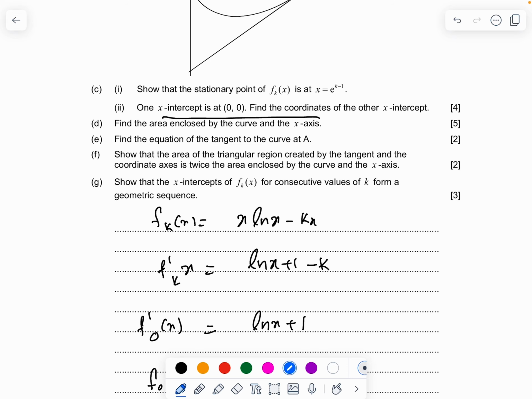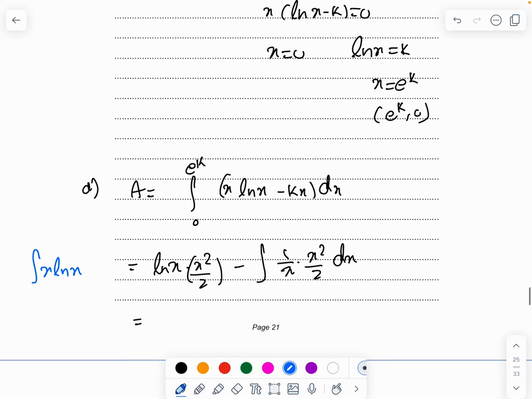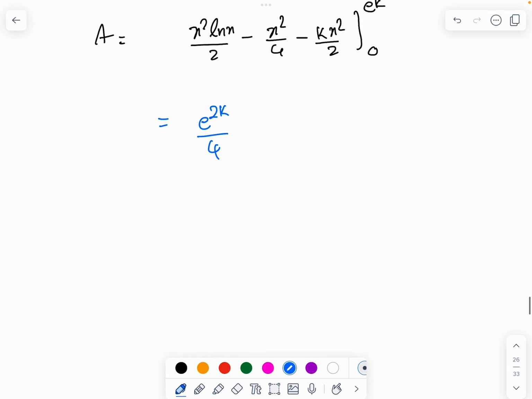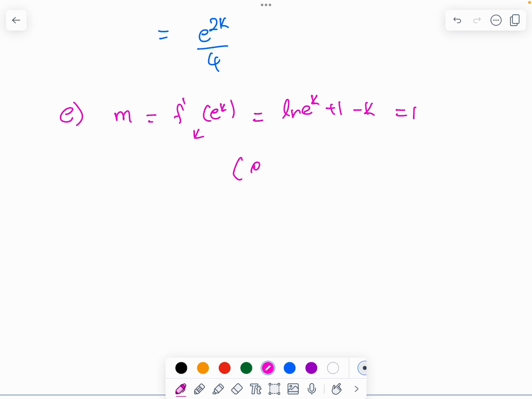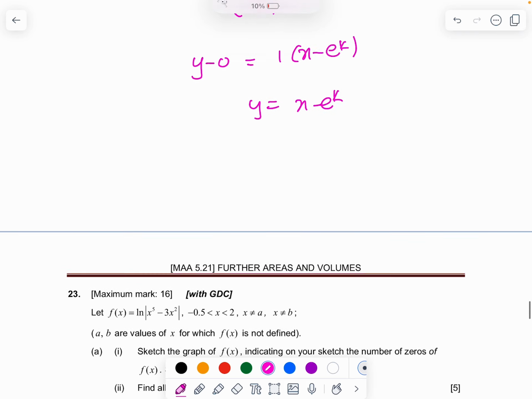Part E, find the equation of the tangent. So first of all, the gradient is f'(x) at e to the power k, which is ln e to the power k plus 1 minus k, which is 1. And the point is nothing but e to the power k, comma 0. So y minus y1 equals 1 times x minus x1. So y equals x minus e to the power k is going to be the answer.